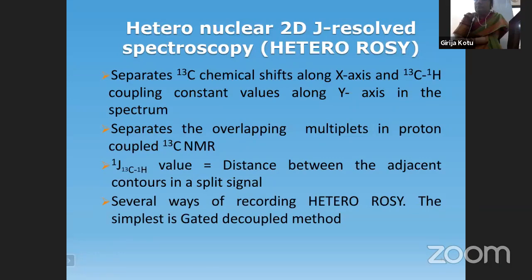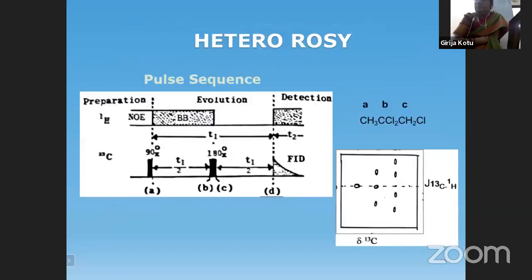And there are several ways of recording HETEROSY, and the simplest is the gated decoupled method. There are many methods by which you can record HETEROSY, which we are not interested in. One is the gated decoupled method. Gated decoupled method means nothing but in the spectrometer, we have a provision for the decoupler, which can be switched on and switched off according to the requirement.